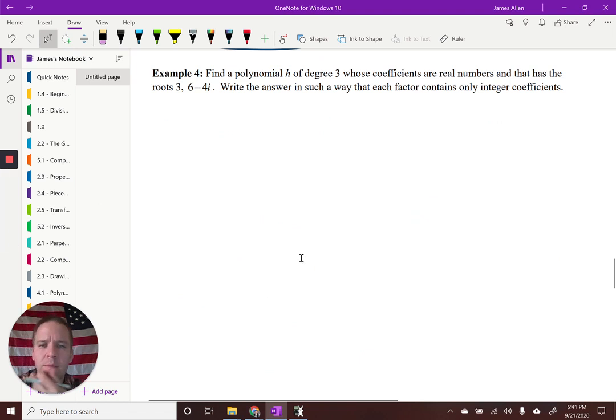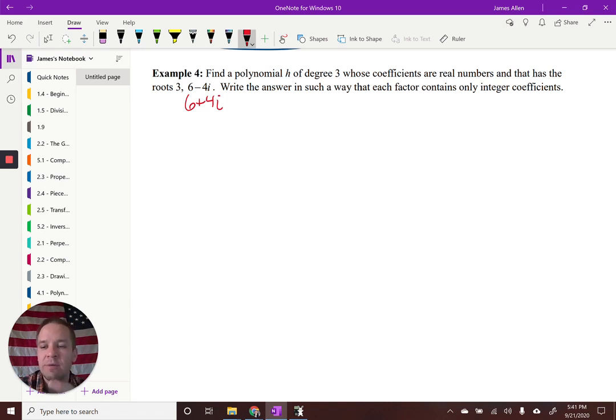Alrighty. So pay attention to the wording in this one. It's specific. All right. Find a polynomial h of degree 3 whose coefficients are real numbers and that has the roots 3 and 6 minus 4i. Let's jot this down right now. We know the other one's going to be 6 plus 4i, don't we? Okay, get that out of the way. Write the answer in such a way that each factor contains only integer coefficients.